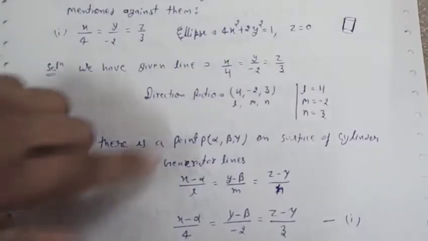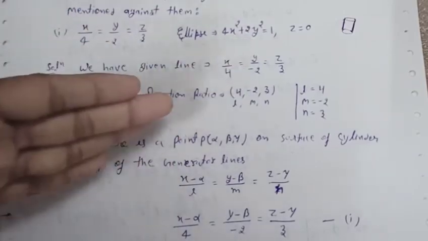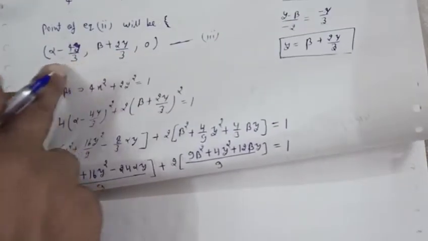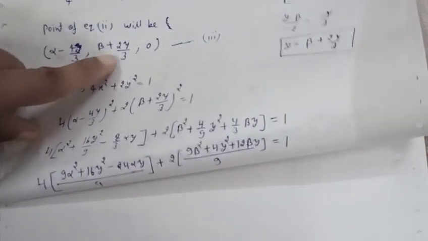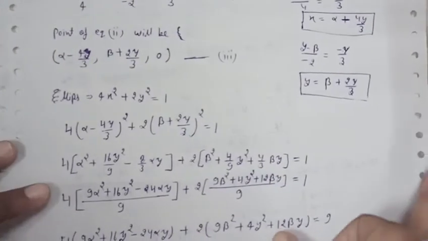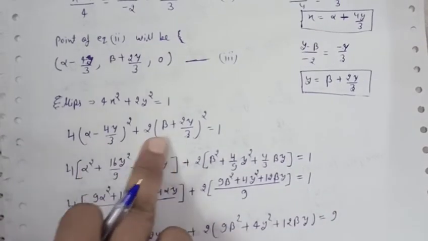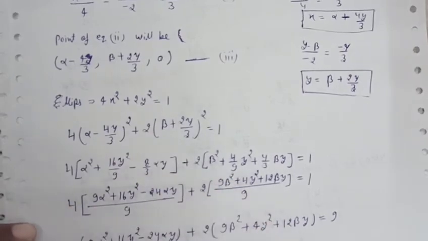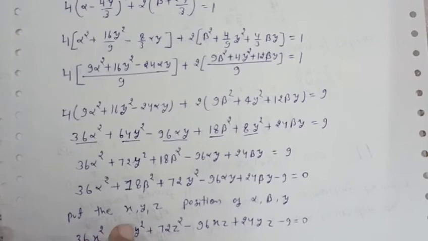So we have put these values of alpha, x, y, z in this equation. Okay, so just solve it and finally put x, y in position of alpha, beta, gamma. It means alpha is equal to x, beta is equal to y, and z is equal to 0. Because first of all, in the starting, we supposed that there is a point alpha, beta, gamma, so that's why in the last we have to represent it with x, y, z. So it is our equation of the cylinder.